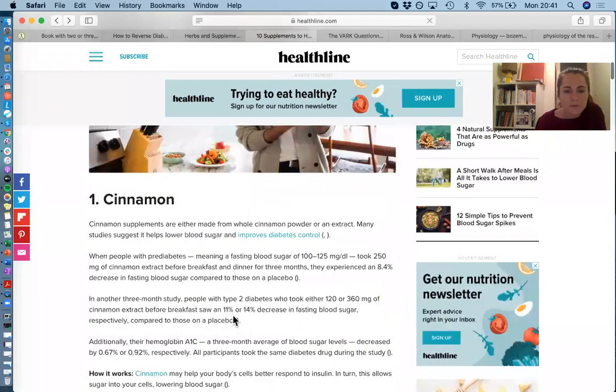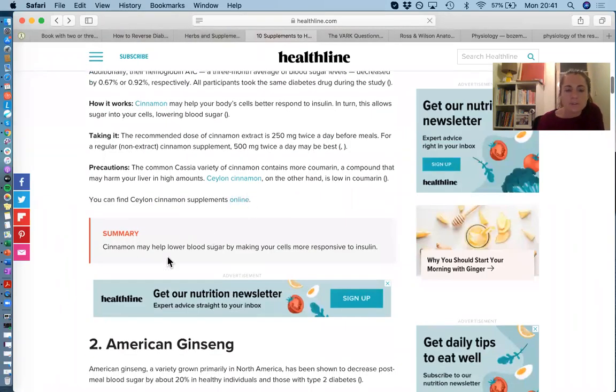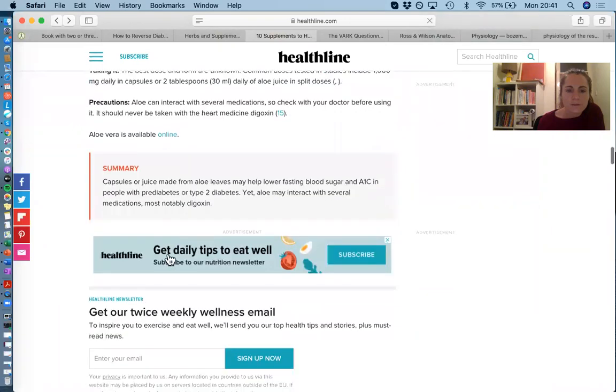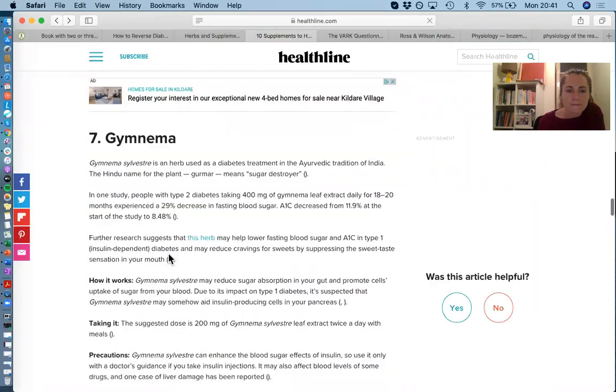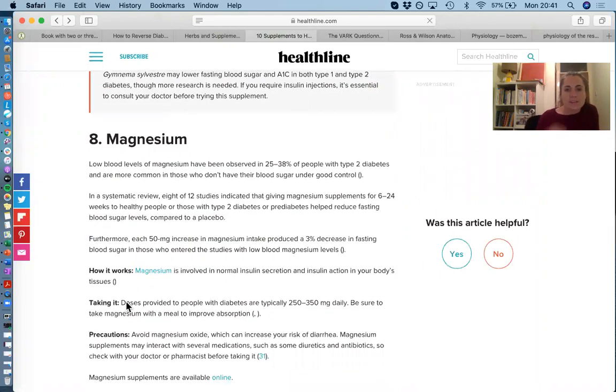This is the other article on supplements. This is magnesium. She has here that low blood levels of magnesium have been observed in 25 to 38% of people with diabetes and are more common in those who don't have their blood sugar under good control. There should be a reference there. I don't know why there seems to be an error with this article, but if she's put in a reference, this piece of information will be well referenced. And this is also good, accurate information.